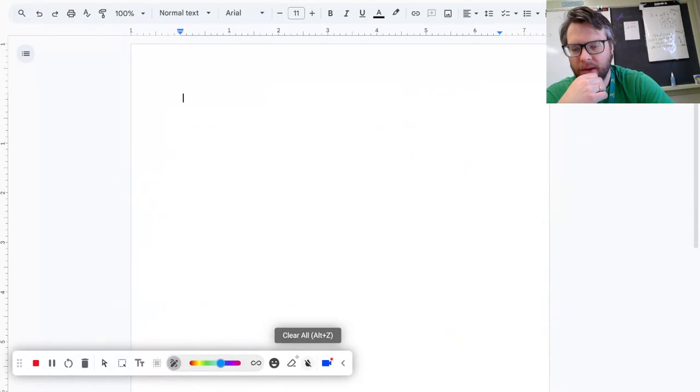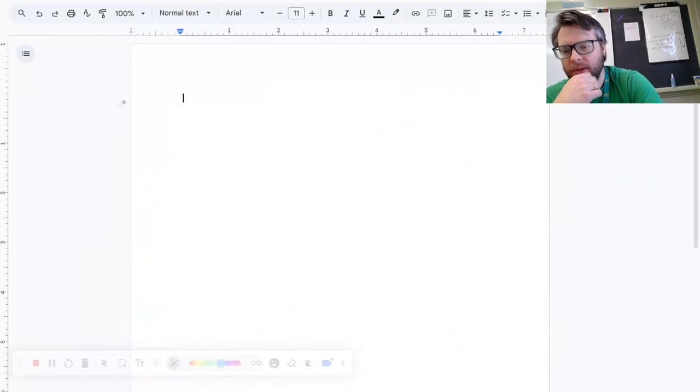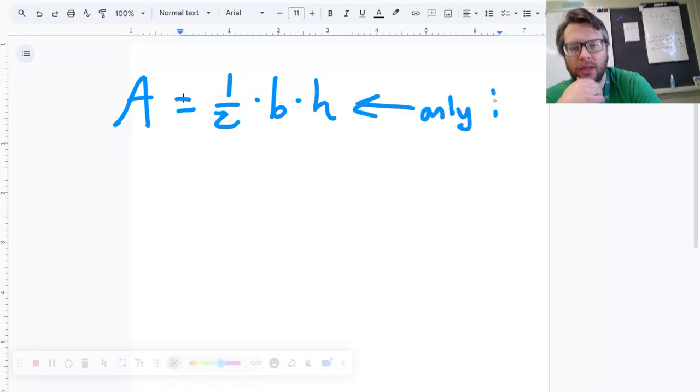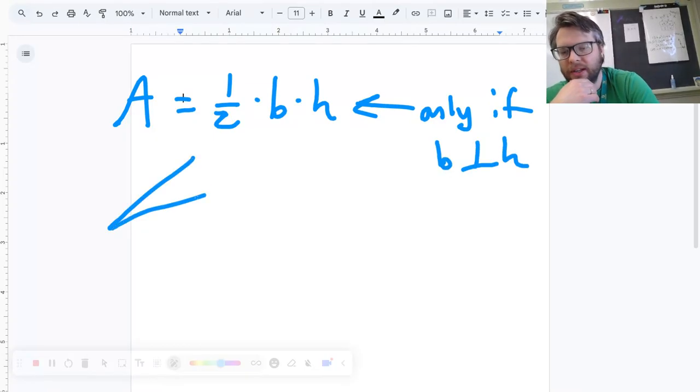Okay, great. So there's one other thing I want to show you here, which is the area of a triangle. A lot of people are familiar with just saying 1/2 times base times height, but this is only if the base is perpendicular to the height. That doesn't work if you've got a triangle like this. You can't do 1/2 times this times this. It only works if your base and your height are perpendicular.